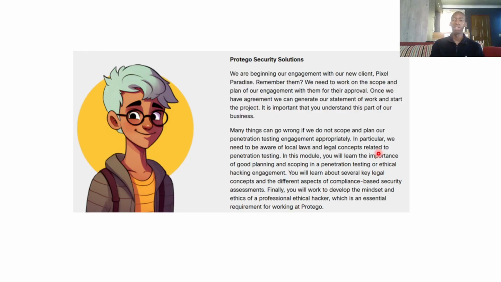Now, Alex continues to say, in this module, we are supposed to learn the importance of good planning and scoping in a penetration testing or ethical hacking engagement. We will learn about several key concepts and the different aspects of compliance-based security assessment. Finally, we'll be able to work to develop the mindset and ethics of a professional ethical hacker, an essential requirement for working at Protego.